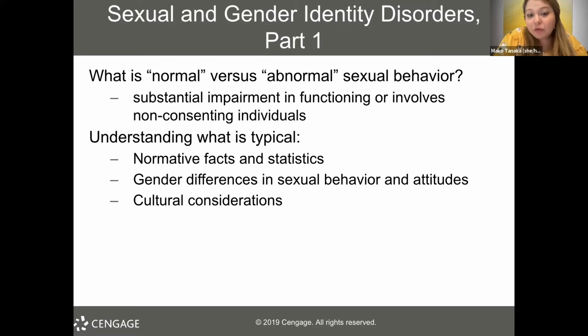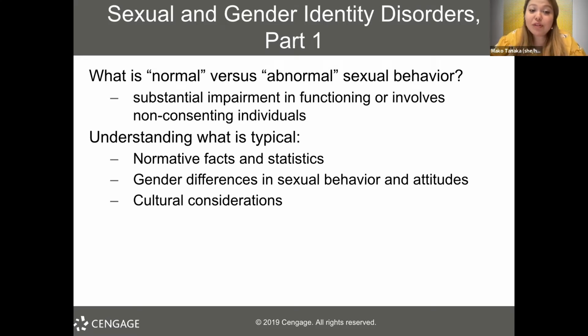So there might be normal or abnormal things that are more or less typical, but how do we know it's typical? We can use normative facts and statistics or information that we gather from large surveys of people to determine what is typical. Although, again, this doesn't necessarily tell us what is normal, because there are a lot of factors to consider. What's typical for men and women can be different.